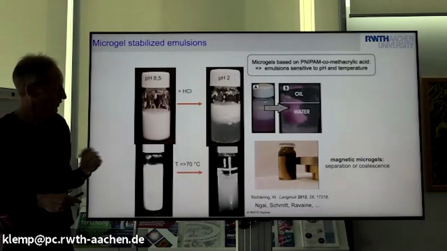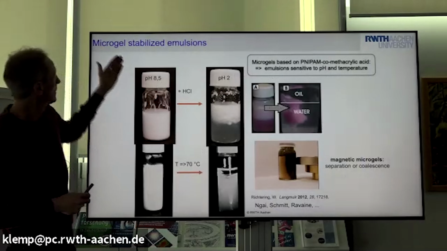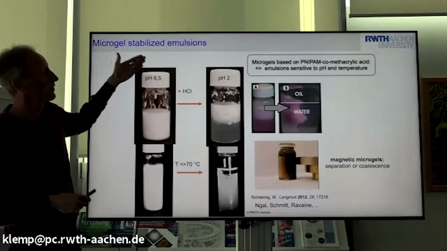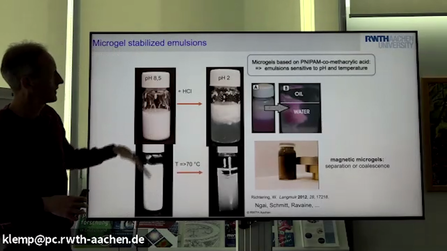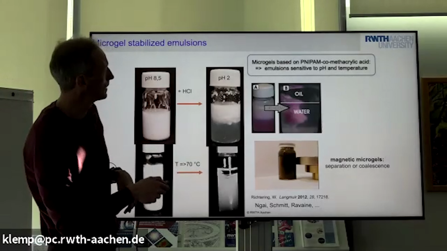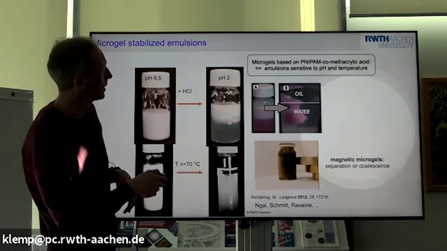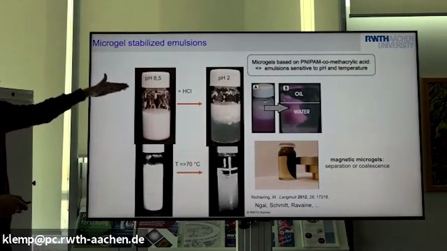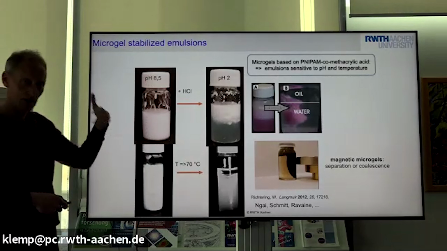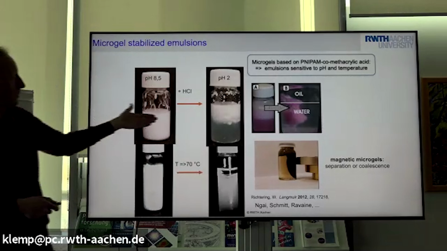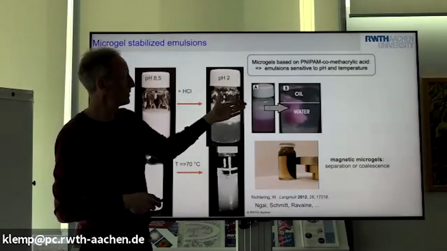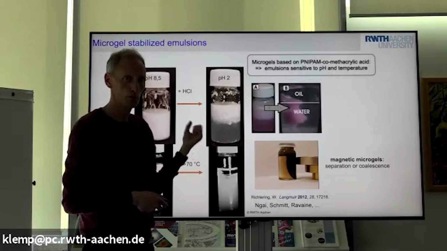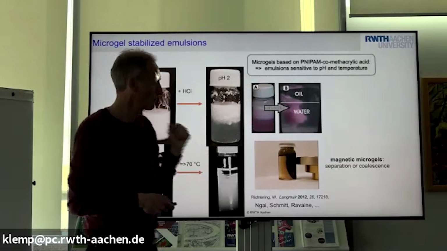It has been shown first by Tong Guy that one can stabilize emulsions with these poly-NIPAM microgels. And that is shown here. Now these are microgels where we used poly-NIPAM and copolymerized them with methacrylic acid so that they are also pH dependent. And you can see that we have an extremely stable emulsion, stable for years, but if you change the pH or the temperature or both, you can break the emulsion and separate it.